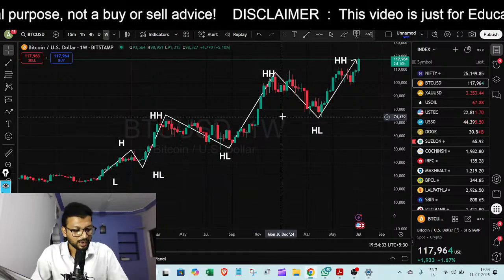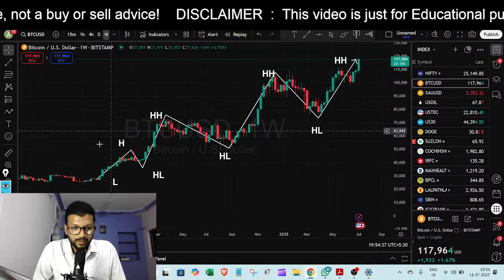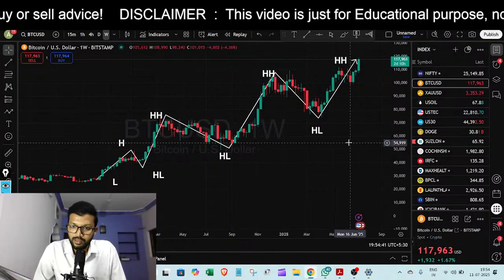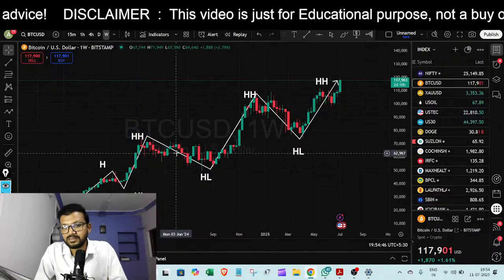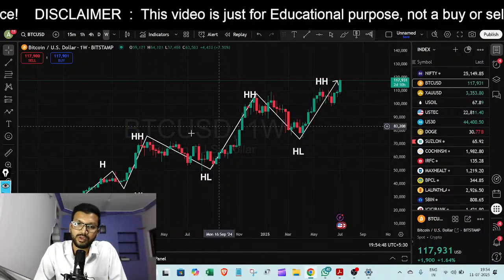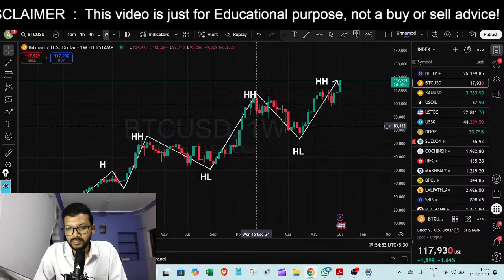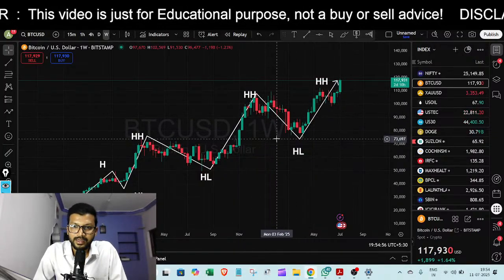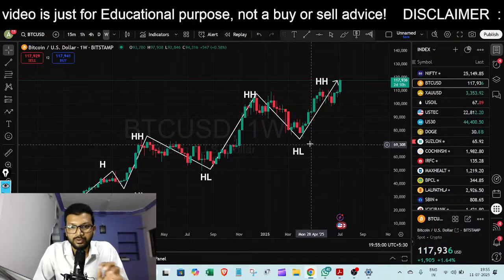is in an uptrend. What is it showing? Higher low, higher high, higher low, higher high, higher low, higher high, which means it is in an uptrend. Even though we are seeing selling, it is still moving by breaking the previous high. What does it indicate? It indicates that the market is moving upside. It is in the uptrend. So we should only plan for buying, not selling.